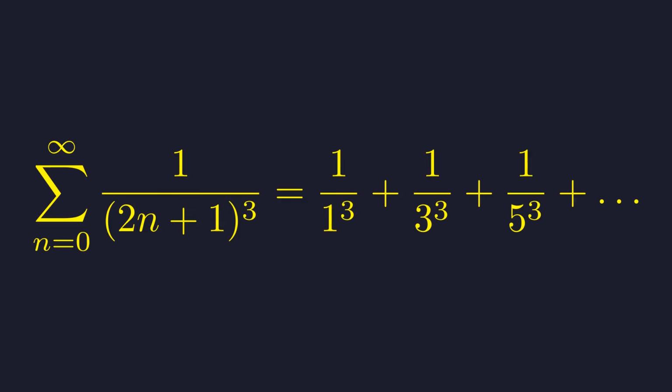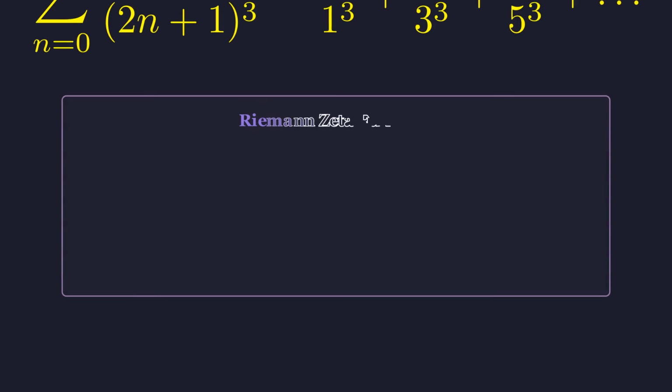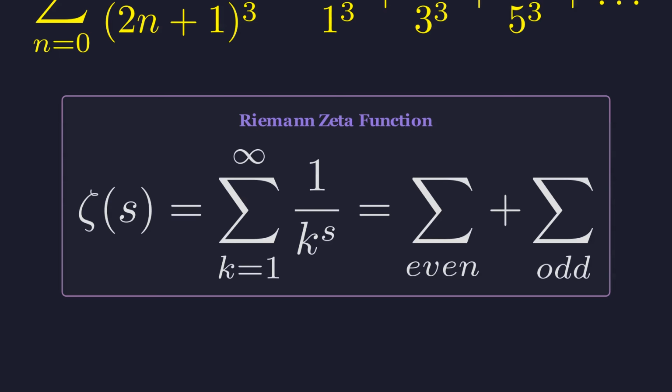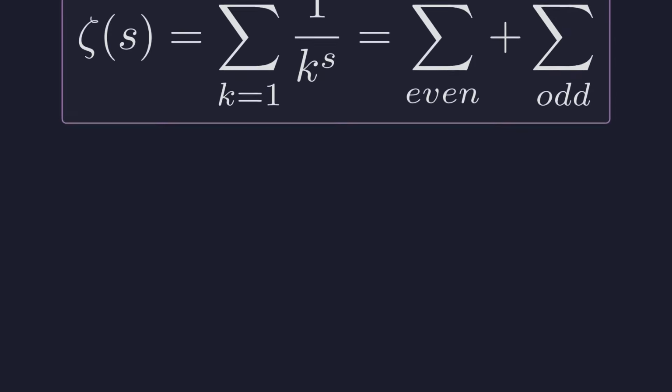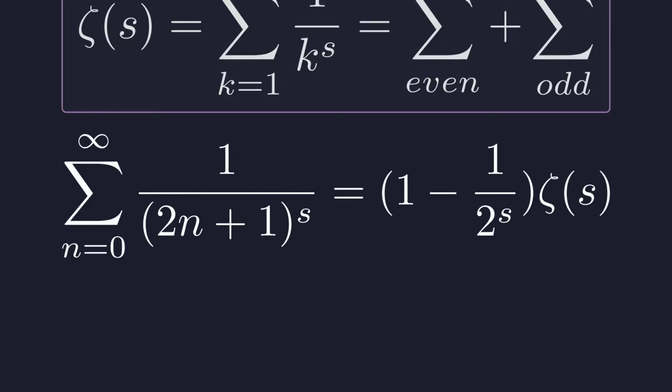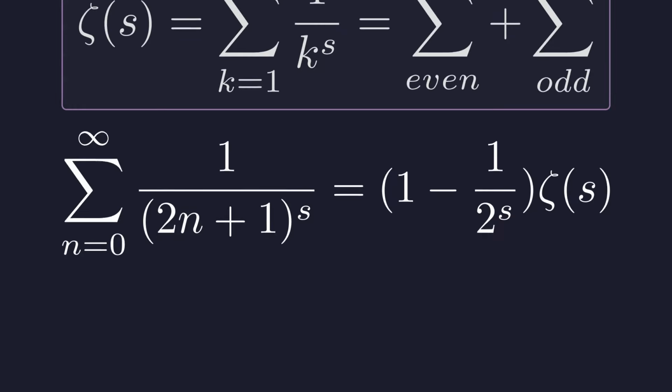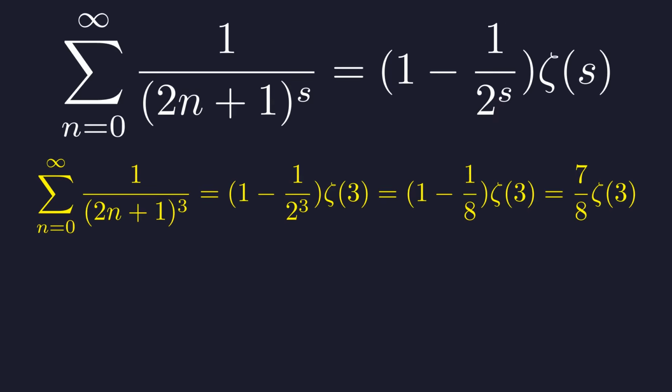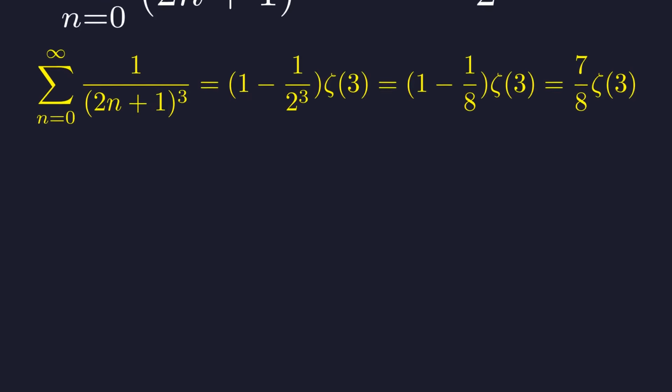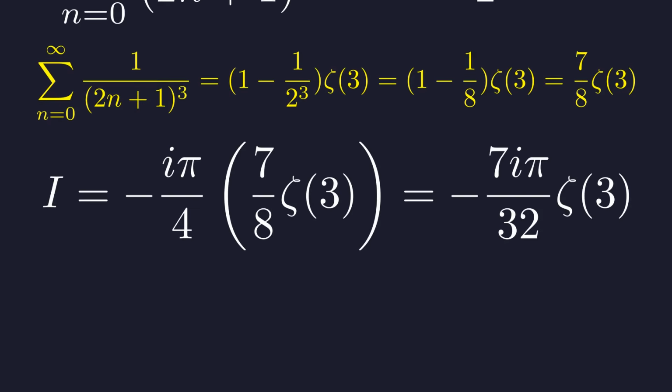Our sum consists of the reciprocals of the cubes of all odd numbers. The Riemann Zeta function, zeta of s, is the sum over all integers. We can relate the sum over just the odds to the total sum. The sum over the odd terms is equal to 1 minus 1 over 2 to the s, all times zeta of s. For our case, with s equals 3, the sum is 7/8 of zeta of 3. Finally, we have the value for our integral I.